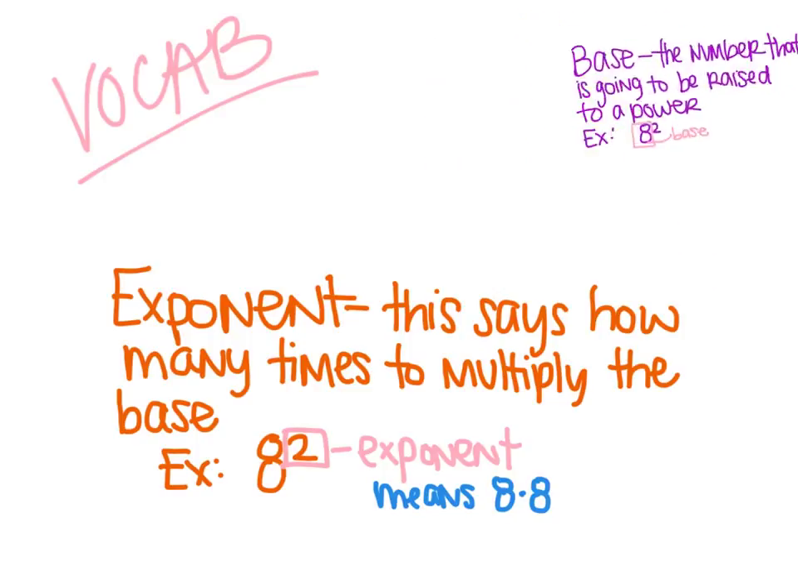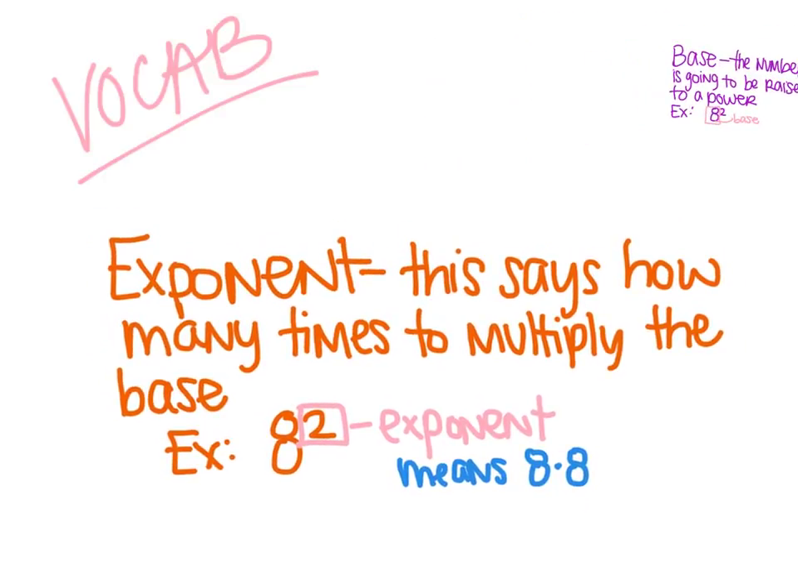Exponent is the other one. This says how many times to multiply the base. Your example in 8 squared is the 2. It means you're going to take 8 and multiply it twice, so 8 times 8. You might also hear the word power be used for exponent.